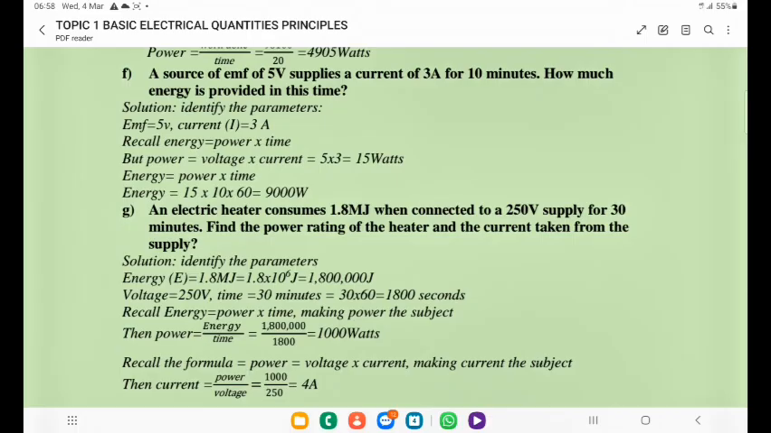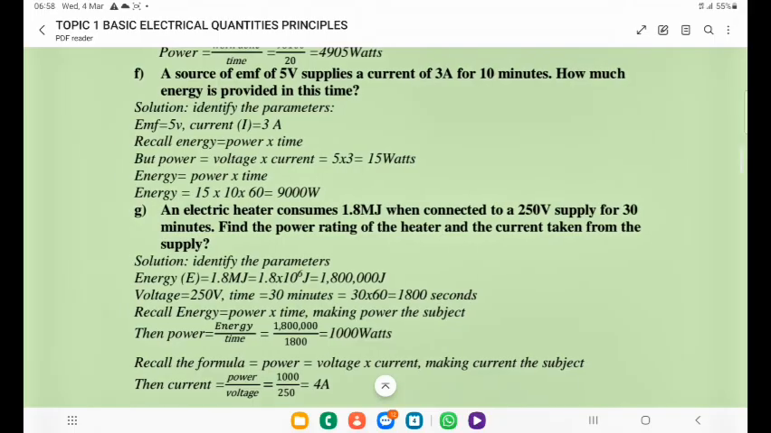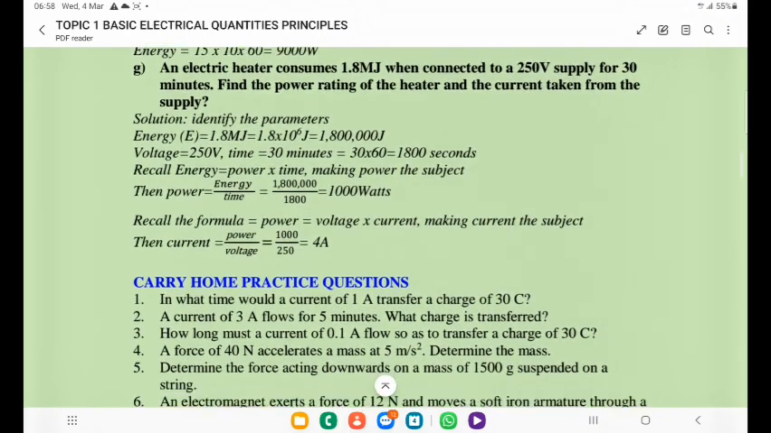Giving you 1,000 watts. So you'll have to recall the formula for power, because power equals voltage times current. You can now make current the subject because you already have power and you already have voltage. So making I the subject, then it means it's power over voltage. So that is 1,000 divided by 250, giving you 4 amperes. So that's how we do the calculations.